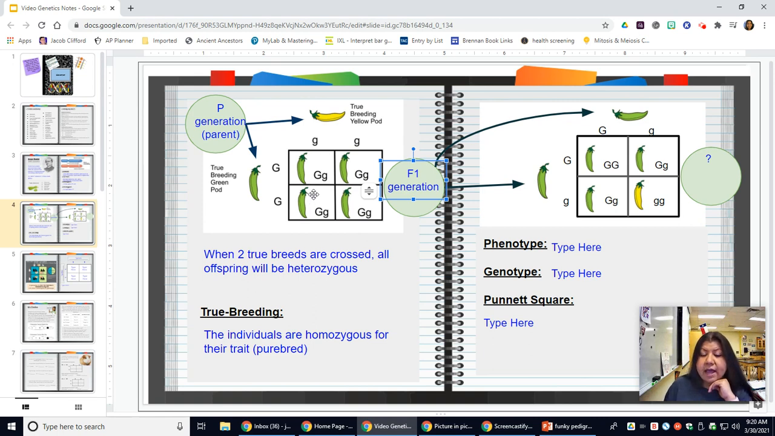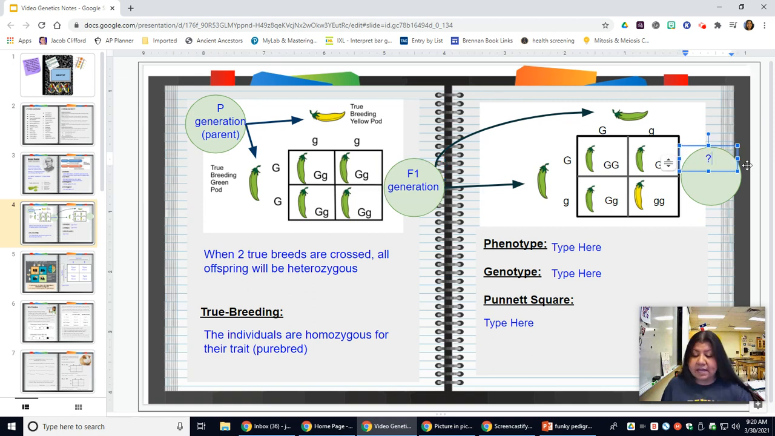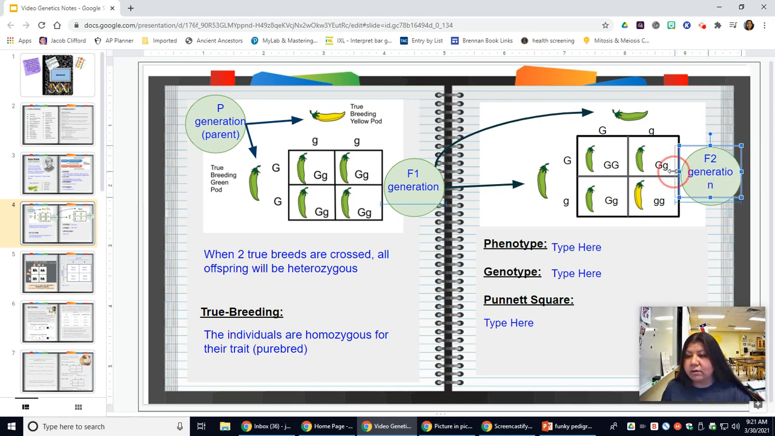Now, if I take this F1 generation and let them interbreed, I know each individual is heterozygous. So in this Punnett Square, I have two green pea pods because they have at least one dominant allele. I separate this out, big G up here, little g down here, big G, little g. If I let them cross and look at my offspring's genes, this is going to be my F2 generation, my second generation.